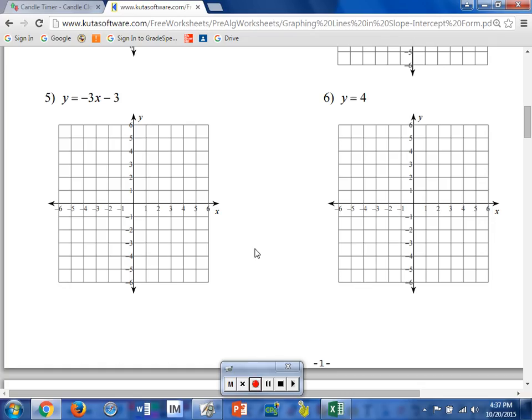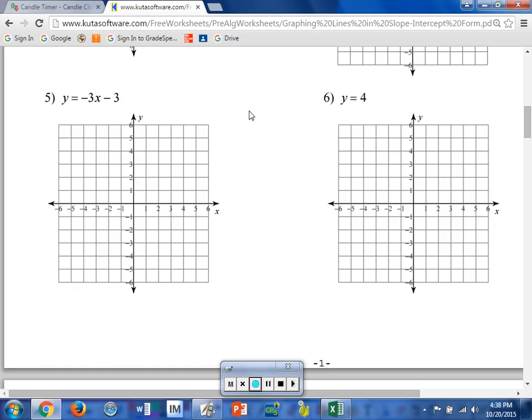5 and 6 are pretty straightforward. 6 is interesting, and I'll get to that one in just a moment, but let's work on 5. On your own, if you feel comfortable, pause the video now, work on number 5, and then when you've completed it, continue the video so you can see if you did it right.